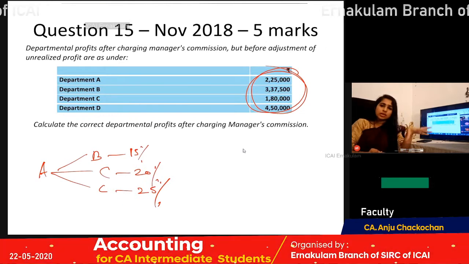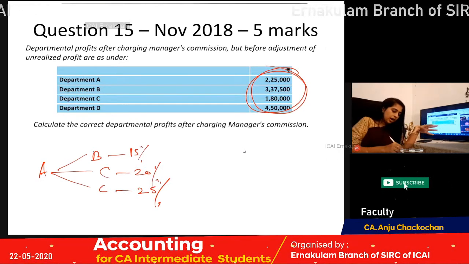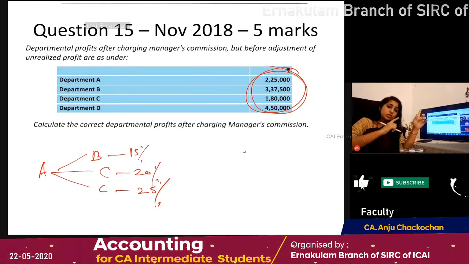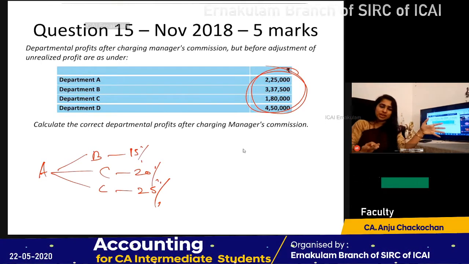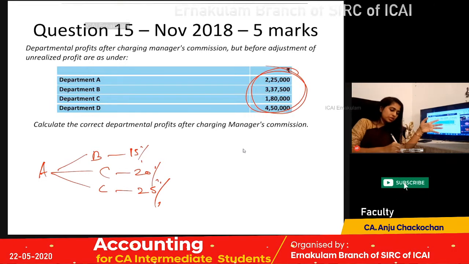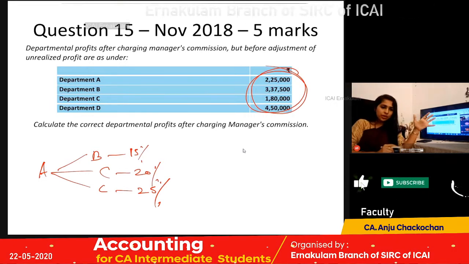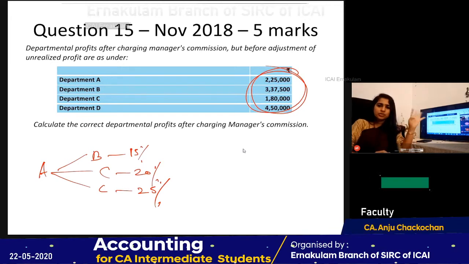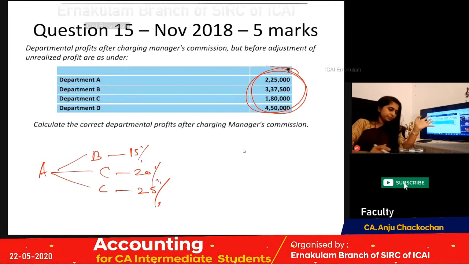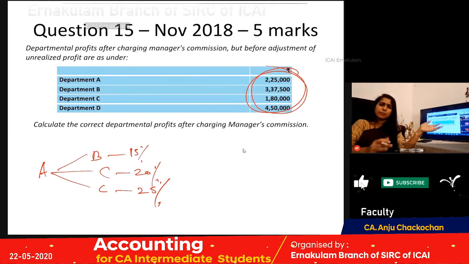But in this question, that is not the criteria. One department transfers goods to all other departments at the same rate. Okay, there is no change in that. To all the departments, the goods are transferred at the same rate. Okay, so that is the point here. All other things are very much given to you in the question. Or rather, we have done a similar pattern question.